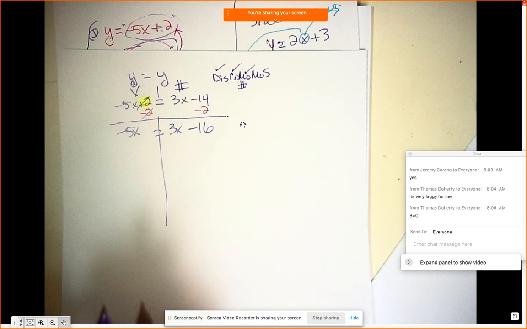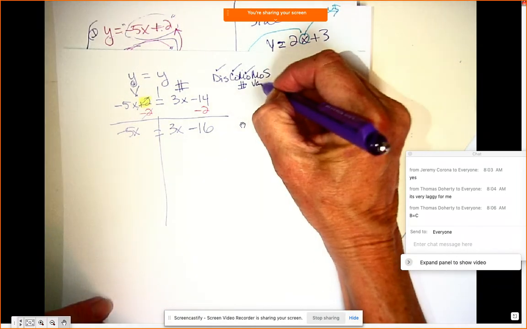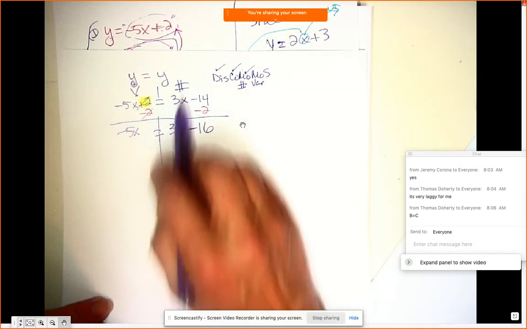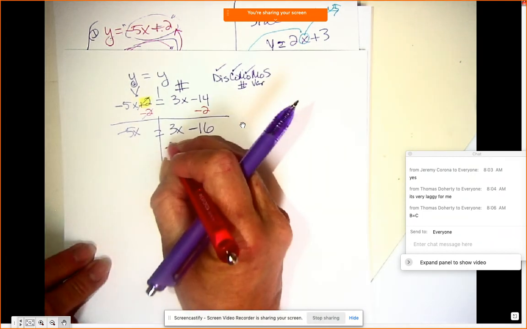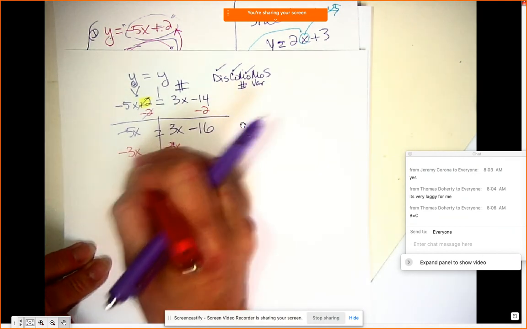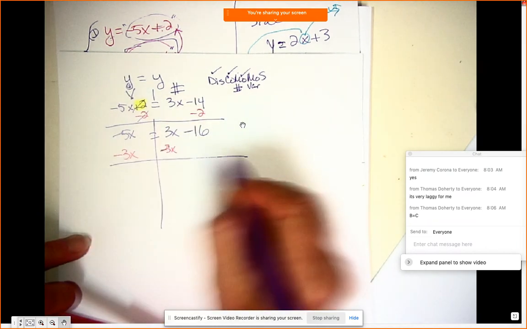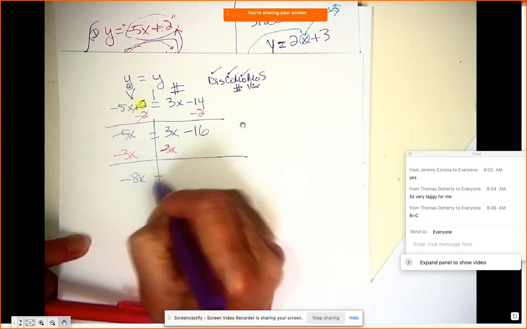Okay, now we've done that one. We need to move variables. So that means we go to the numbers apartment. We find the variable term. Inverse operation would be minus 3x from both sides. Simplify. We get negative 8x equals negative 16.